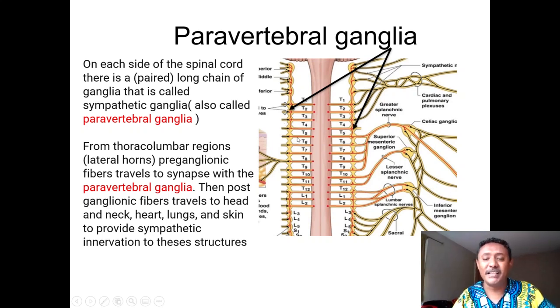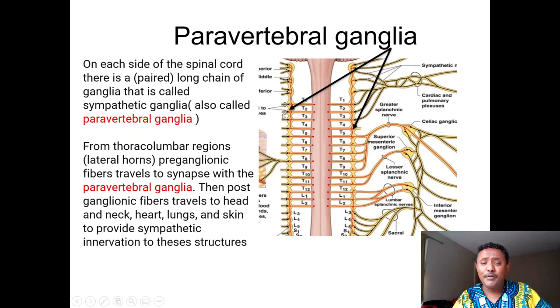So the one in the red color, that's preganglionic. The one in the black color, that's the postganglionic fibers. Now, the preganglionic fibers are going to use acetylcholine as a neurotransmitter. The postganglionic is going to use noradrenaline or norepinephrine, right, as a neurotransmitter. One more time, the preganglionic are the ones in red, postganglionic are the ones in black. The preganglionic are going to use acetylcholine as a neurotransmitter, and the postganglionic, which are in black color here, is going to be using norepinephrine or noradrenaline as a neurotransmitter.